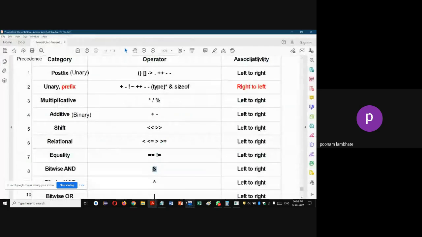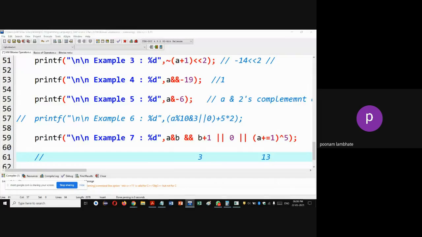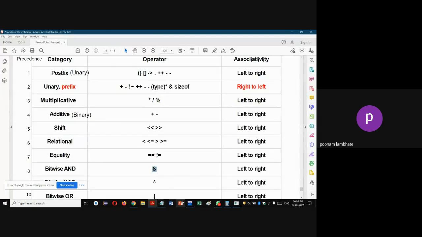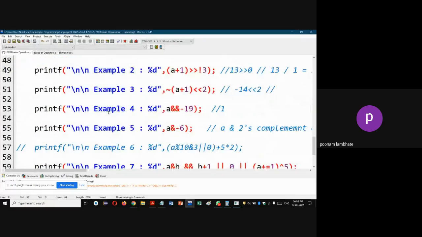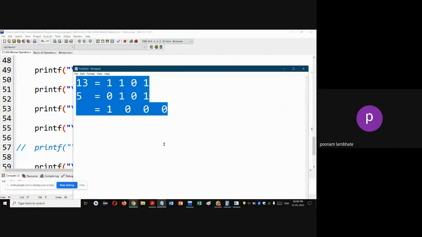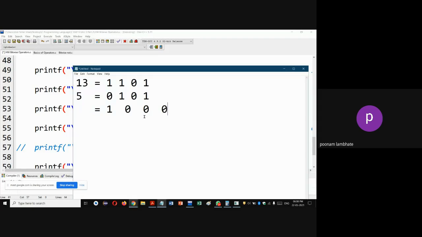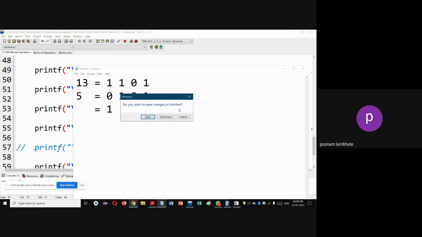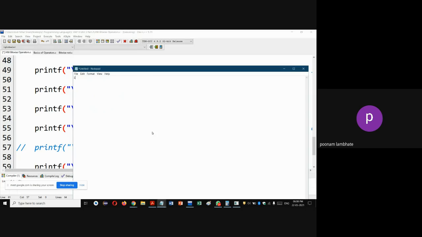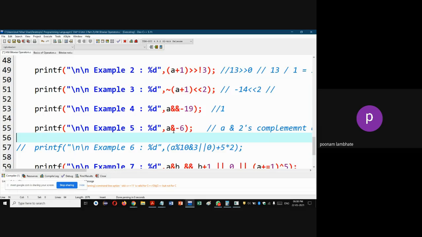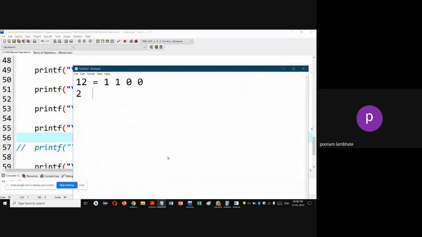We have bitwise and next. So in bitwise and, you can perform A and B, 12 and 2. So 12 is equal to 1, 1, 0, 0. 12 and 2. 2 is equal to 8, 4, 2, 1. And operation at bitwise. So everything is 0 because in the same place you don't have 1. So you'll get 0 over here.